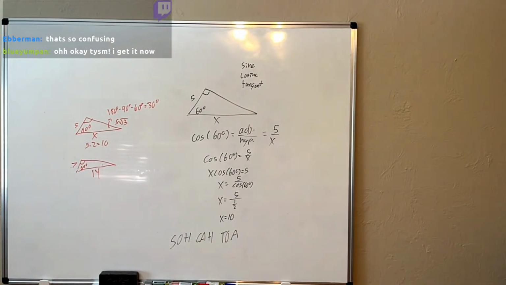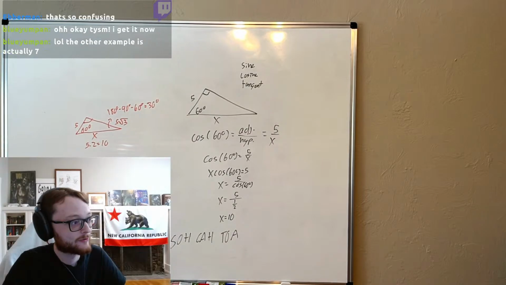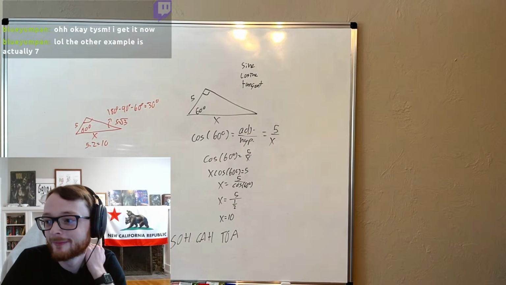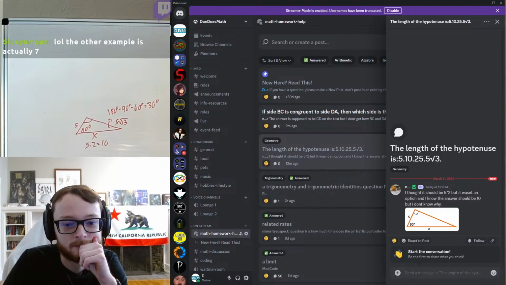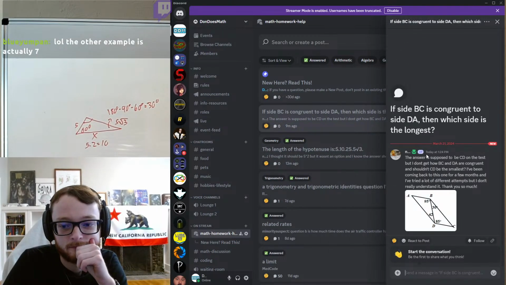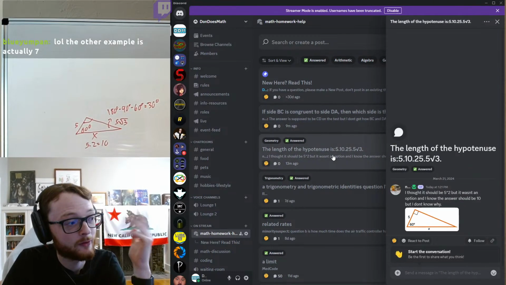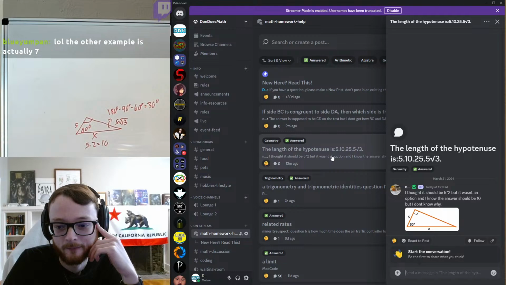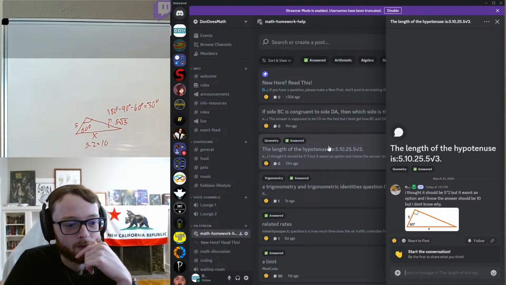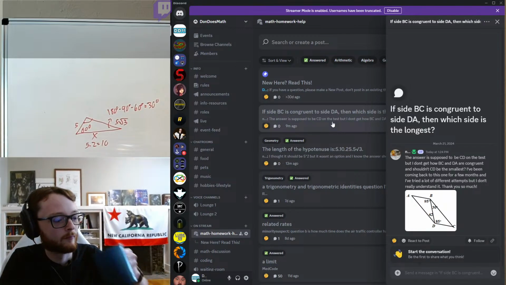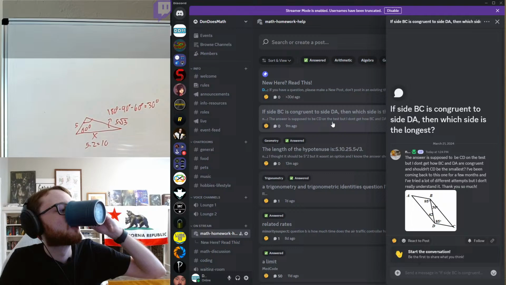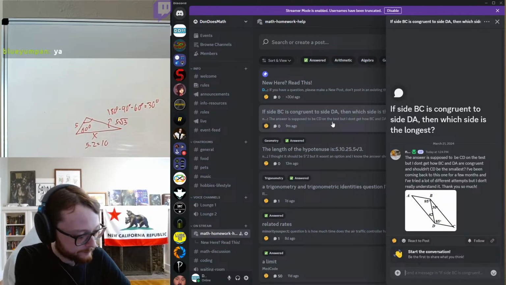Either way, okay. Oh, it's actually 7? I didn't even look at it. Let me see. Oh, just the example in your thing is 7. Okay. So if we're good with that one, do you want to move on to the other one you posted? Sounds good.